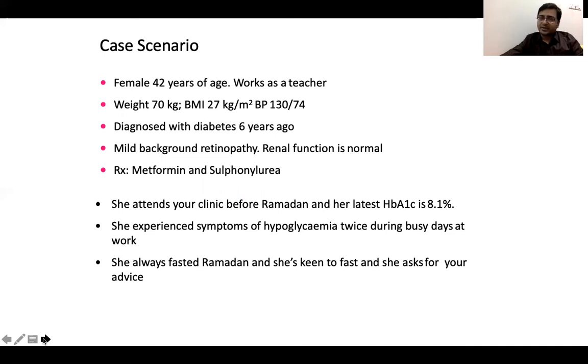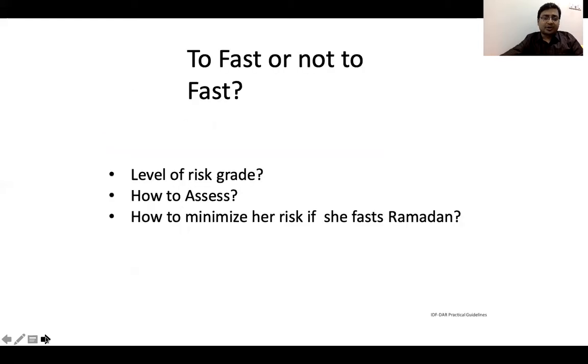She attends the clinic before Ramadan and her latest HbA1c is 8.1%. She experienced symptoms of hypoglycemia twice during busy days at work. She has always fasted during Ramadan and she is very keen to fast and she asked for your advice. So what would you say? Because you can easily understand that her glycemic status has not been well controlled because HbA1c is quite high. At the same time, she has experienced symptoms of hypoglycemia. That means her blood glucose level went below the normal level.